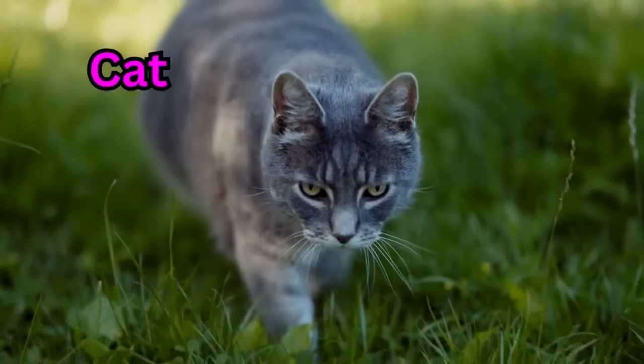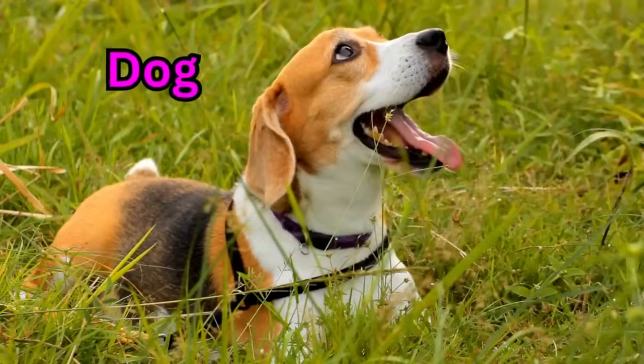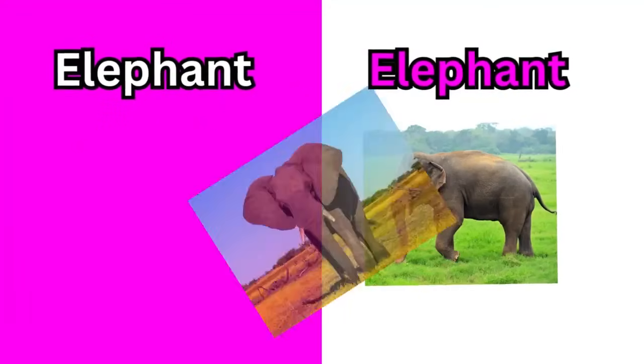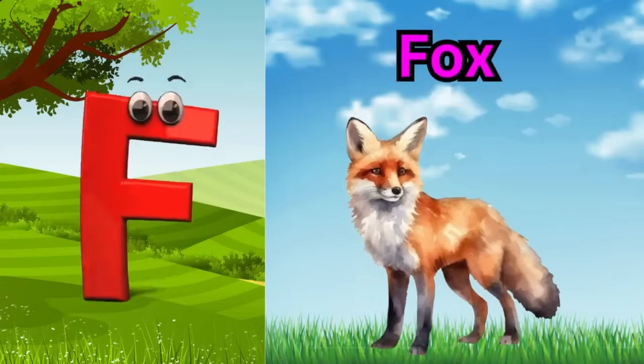This is cat, cat. D is for dog, dog. This is dog, dog. E is for elephant, elephant. This is elephant, elephant. F is for fox, fox.